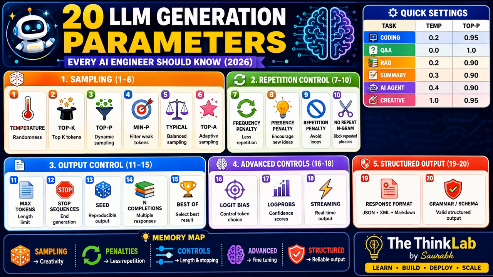Number 17 is the logprobs. Logprobs show the confidence score for each generated token. Higher confidence means the model is more certain. Developers use the logprobs for debugging and evaluation.